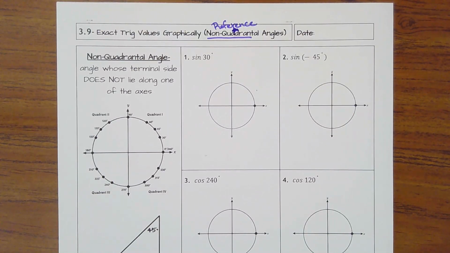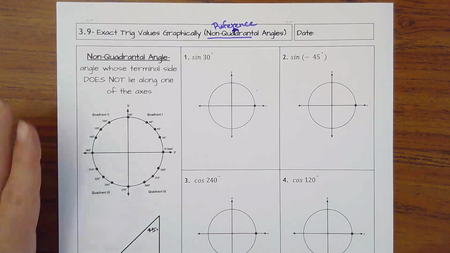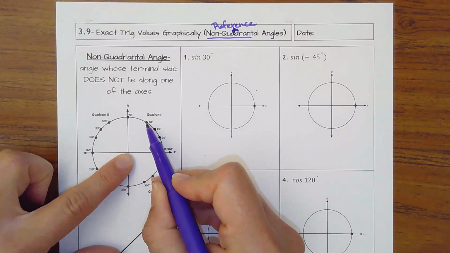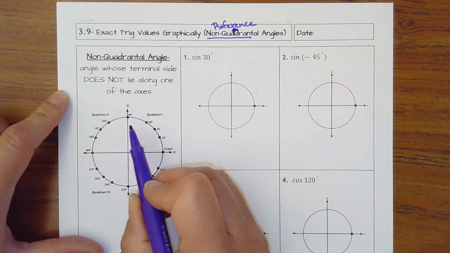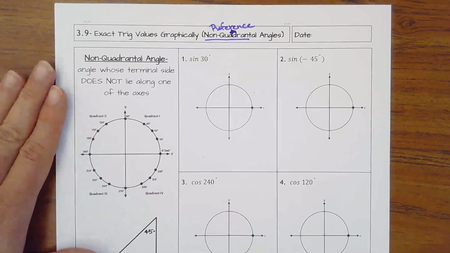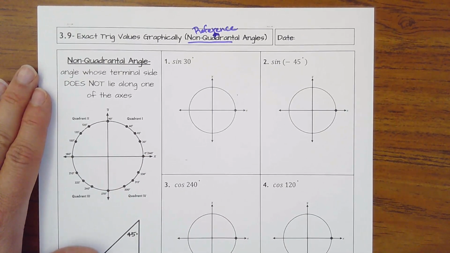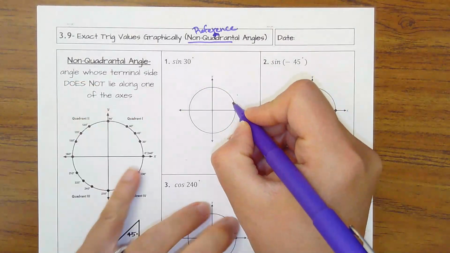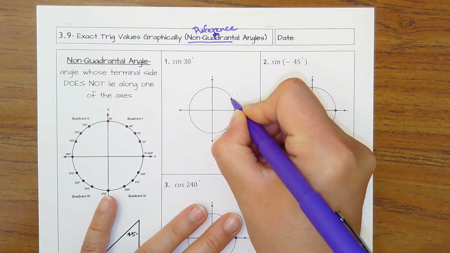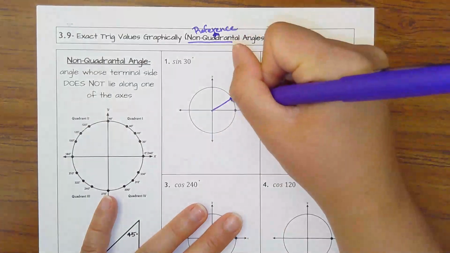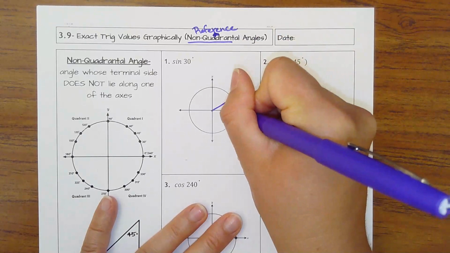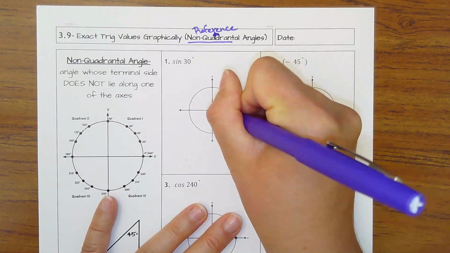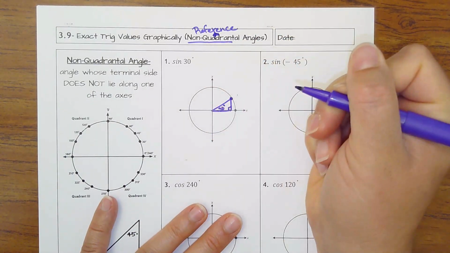Lesson 3.9, exact trig values graphically of non-quadrantal angles, or really they're called a reference angle. So these are just angles that fall on the 30, 45, 60 degree marks instead of on the 0, 90, 180, 270, 360. So this will go to our special right triangle stuff. Okay, so we've got sine of 30 degrees. 30 degrees would be a third of the way to 90, so let's just say it's right here. That would drop down a leg to make our right triangle look like this, with this being our 30 here.